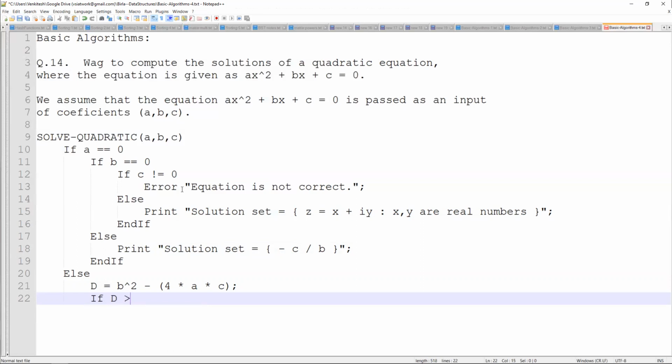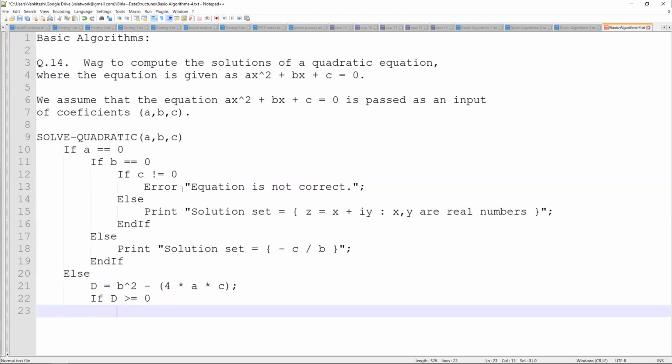So if D is greater than or equal to 0, which means the discriminant is greater than or equal to 0, right? What is the formula? Just print out the formula, right? So print solution set is equal to, what are the formulas? So now you can just think about it. So minus B plus, let me just write square root D, right? Because it's B square minus 4AC divided by 2 into A, again in bracket.